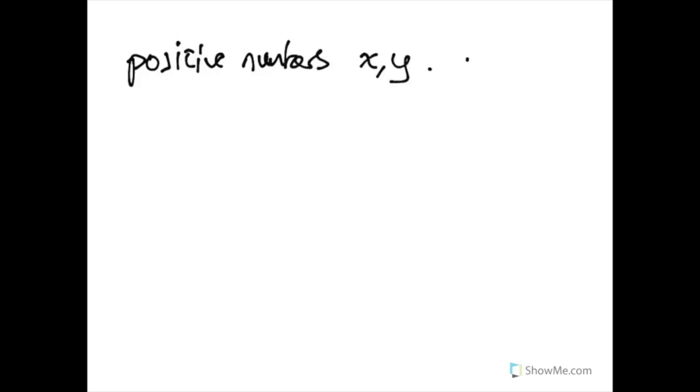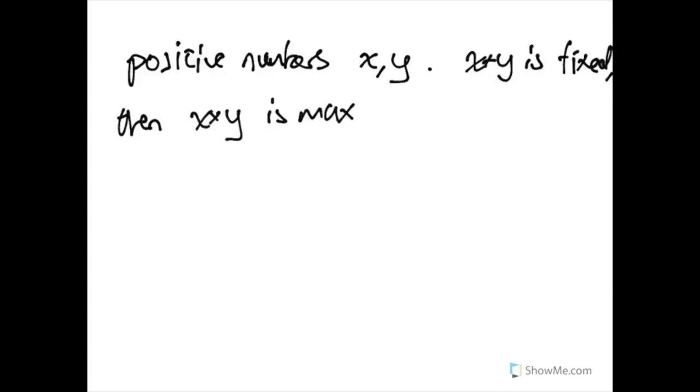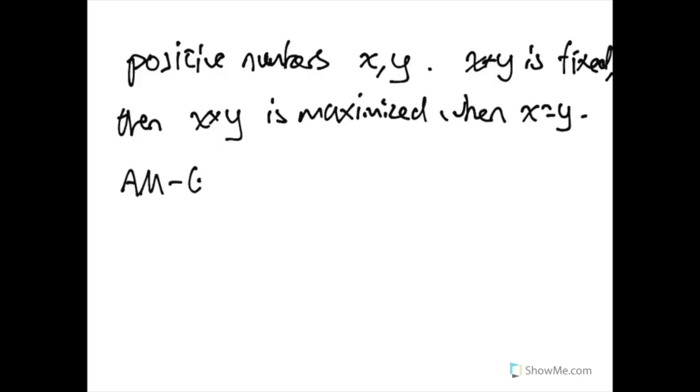Moving on, I will show that if we have two positive numbers x and y, and x plus y is fixed, then x times y is maximized when x equals y. One way we can do this is by using the AM-GM inequality.